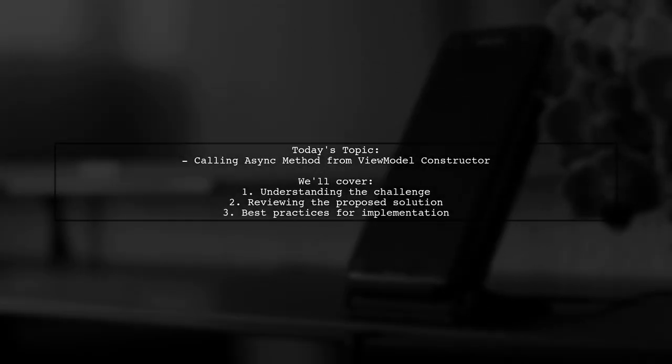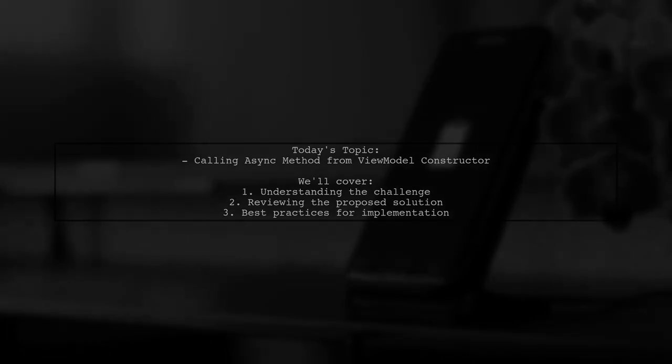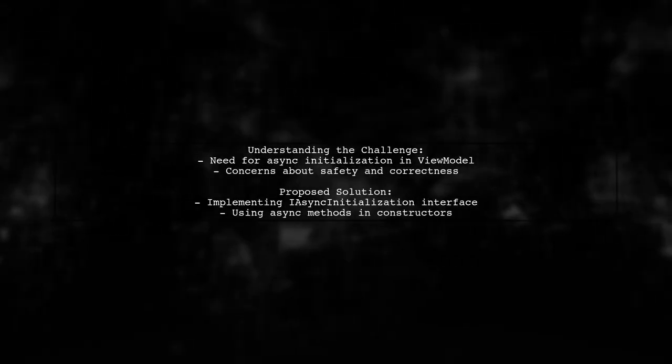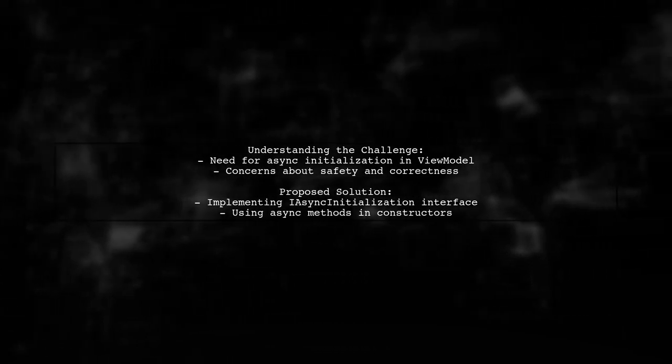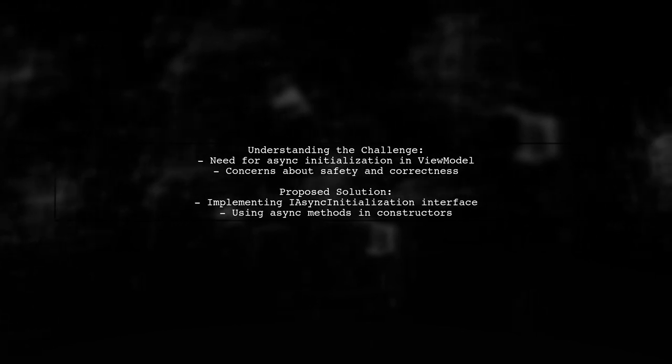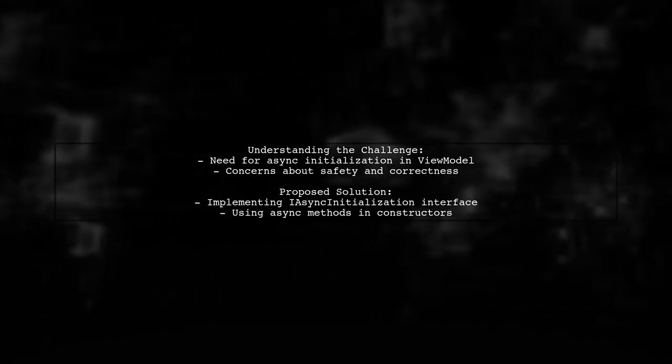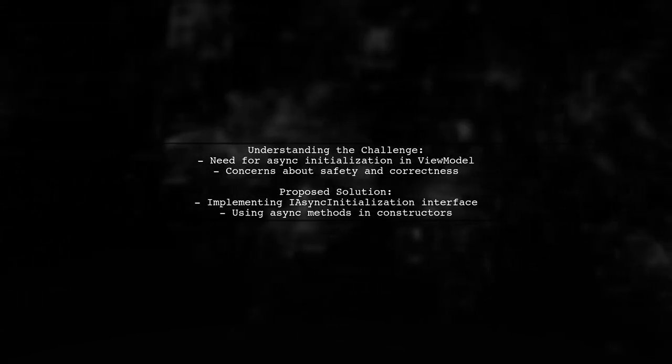Today, we're tackling a question that many Xamarin.Forms developers encounter. Our viewer is seeking guidance on how to safely call an asynchronous method from a ViewModel constructor. The question revolves around finding a straightforward example of implementing asynchronous initialization in a ViewModel. The viewer has shared their code and is looking for validation on whether their approach is correct.